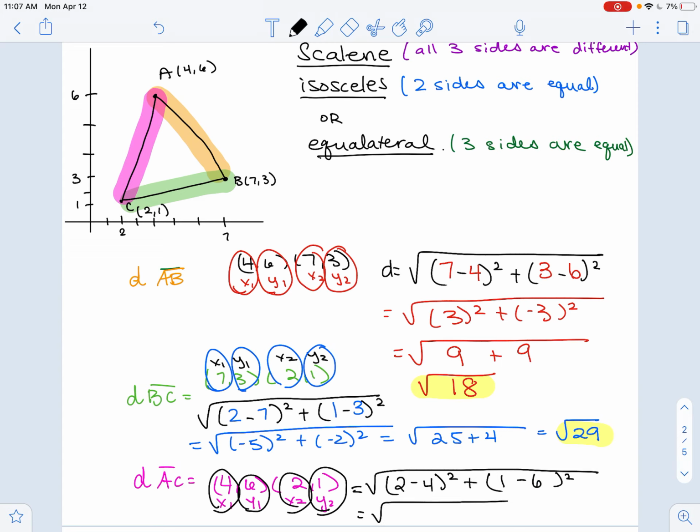Simplify what we've got. 2 minus 4 is -2 squared. 1 minus 6 is -5 squared. And when I do that, I get +4 and 25. So I end up with the root of 29. So when I compare the three answers, I see that 2 of them are the same and 1 is different. So because 2 are the same and 1 is different, we call this isosceles.